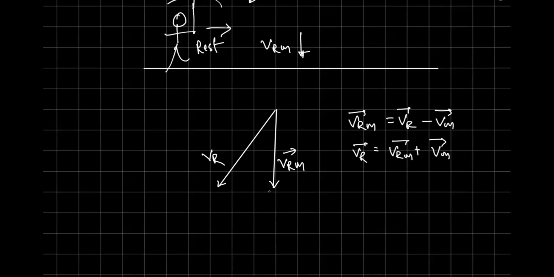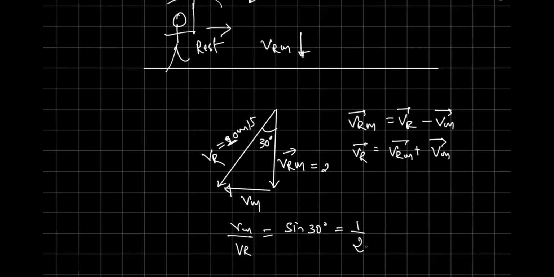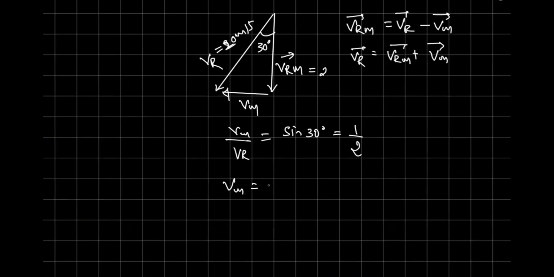So I can add here this one vector. So this is going to be my velocity of man. You already know the value of this one is 20 meters per second. This angle is 30 degrees. So Vm upon Vr is what? Sine 30 degrees, that is going to be 1 by 2. So I can say Vm is equal to 1 by 2 into Vr. So what is the Vr? Vr is nothing but 20 meters per second. So we'll get Vm is equal to 10 meters per second.